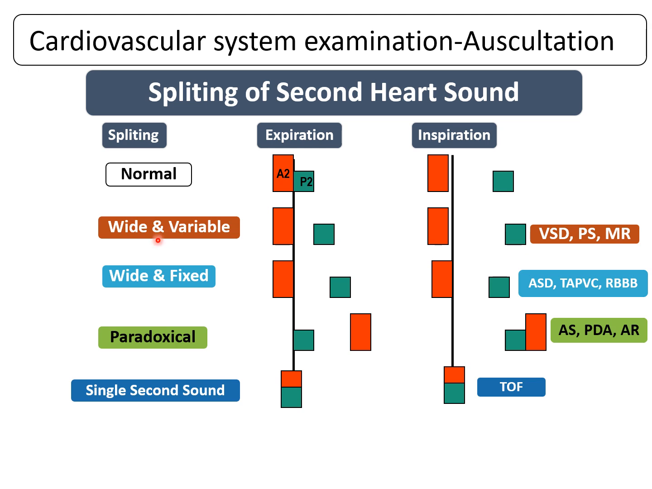Wide and variable splitting during both inspiration and expiration occurs whenever there is a ventricular septal defect, pulmonary stenosis or mitral regurgitation. Wide and fixed splitting occurs in atrial septal defect, TAPVC and right bundle branch block. Paradoxical splitting, meaning P2 before A2, occurs in aortic stenosis, patent ductus arteriosus, aortic regurgitation. Single second heart sound is audible in tetralogy of Fallot.